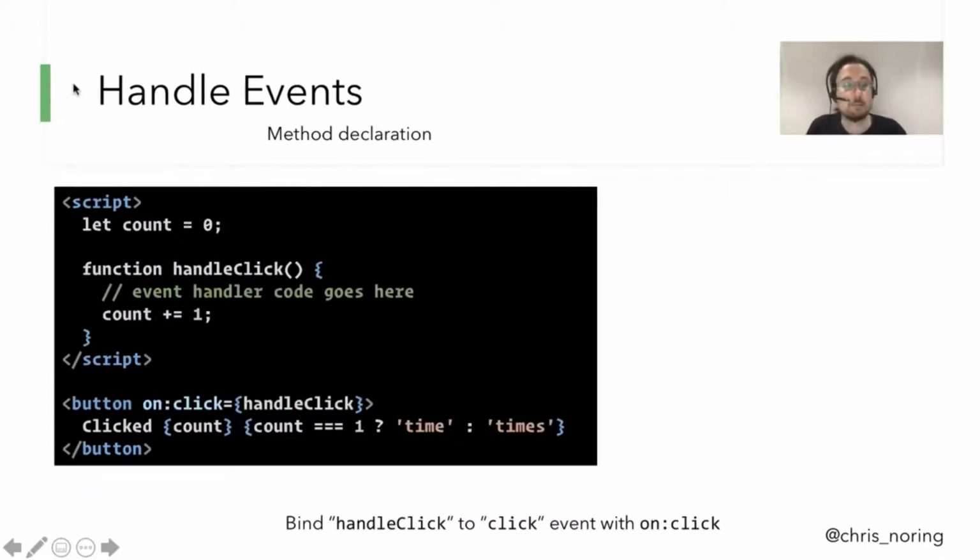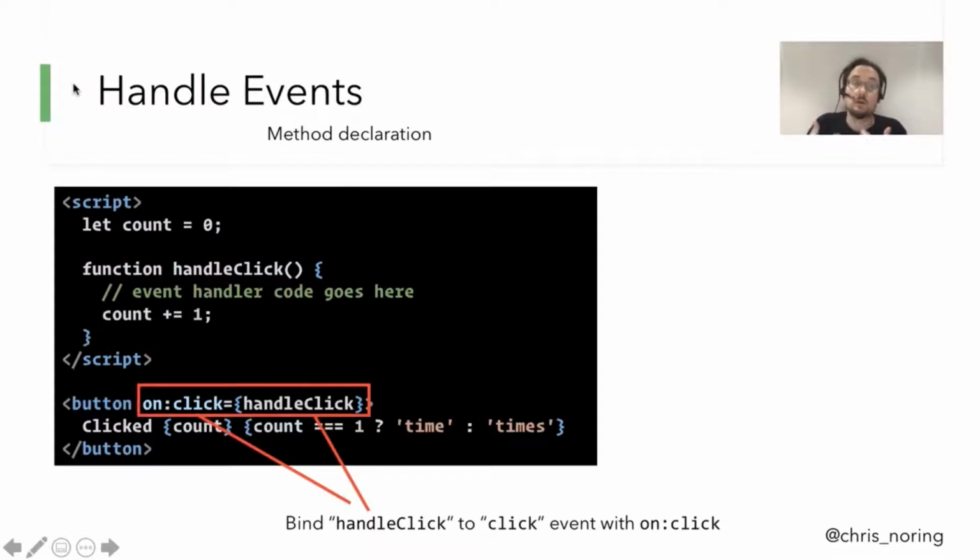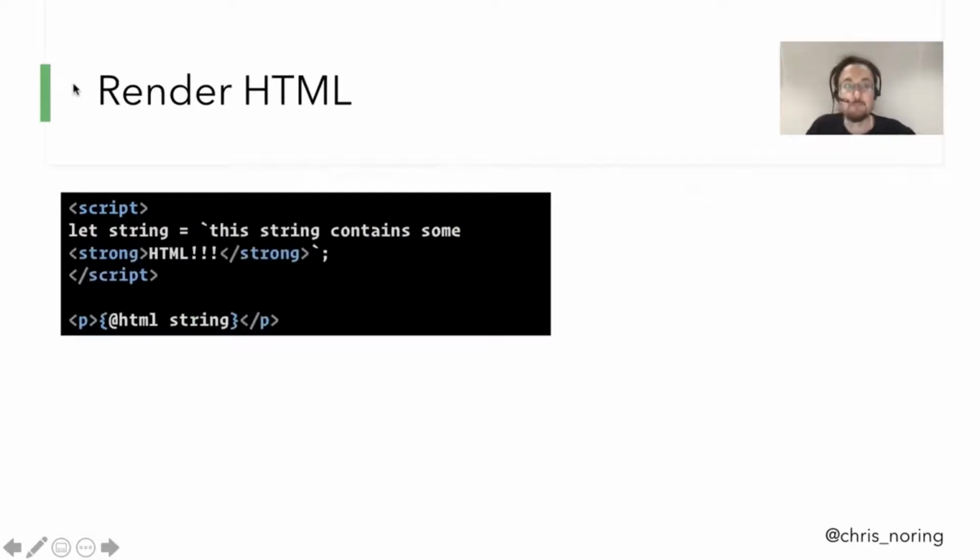Events are handled by us having first a function in our component. In this case, we call it handleClick, and we have this on:click, and we just assign it the name of the method. That's how hard it gets.